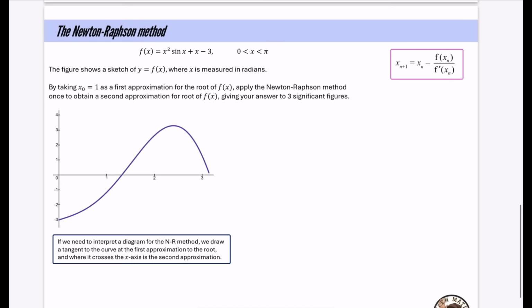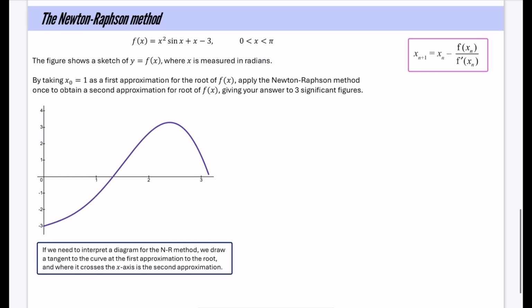Okay, the Newton-Raphson method may be one of the easiest parts of maths. They throw it in just as an extra opportunity to do some differentiation. They give you this in the formula book, so there's not really anything to memorize. We're just going to dive straight in with this question. Again, it's about finding roots.